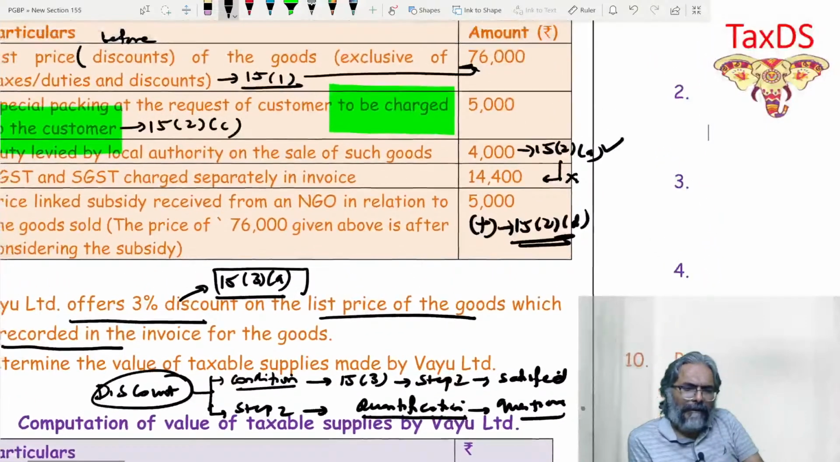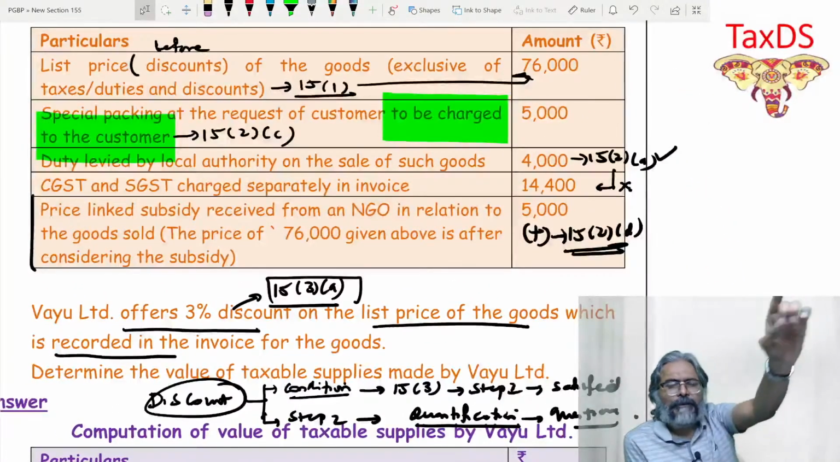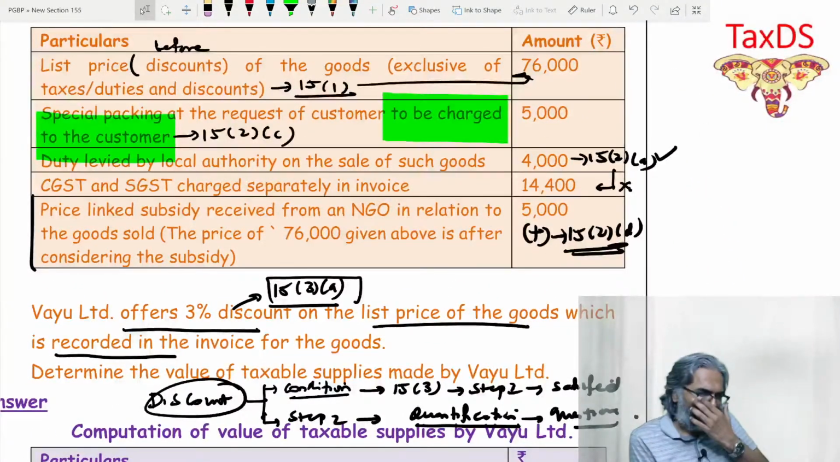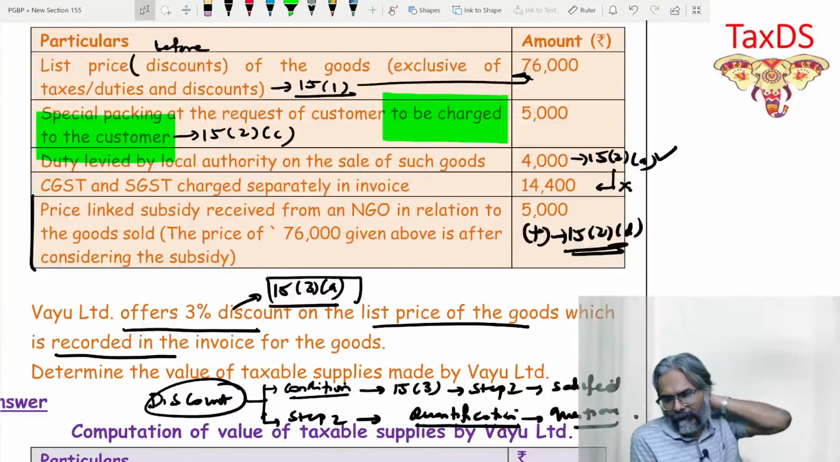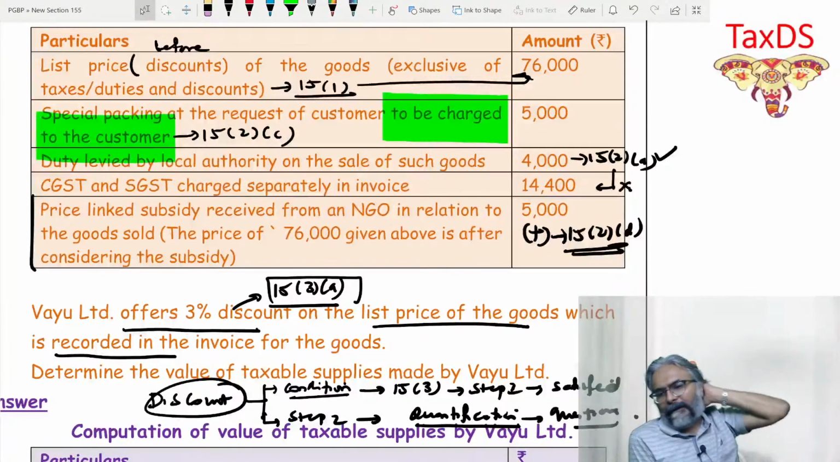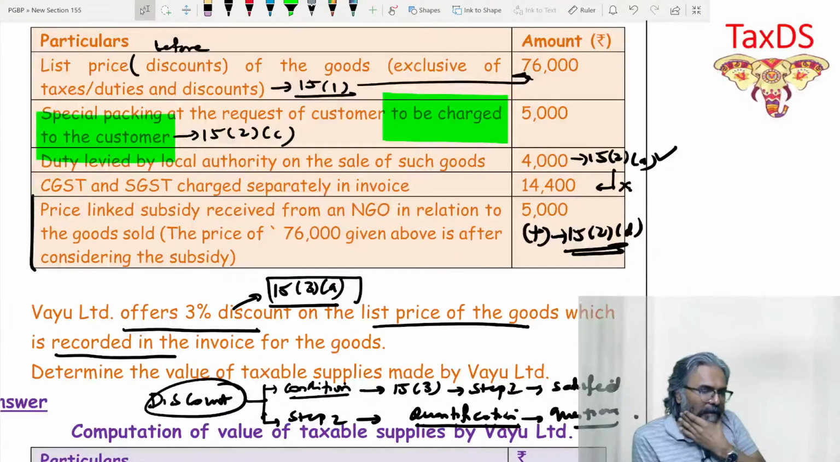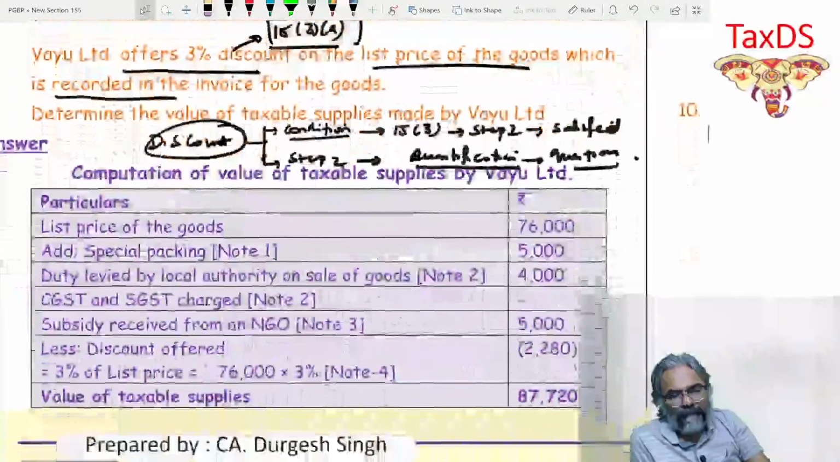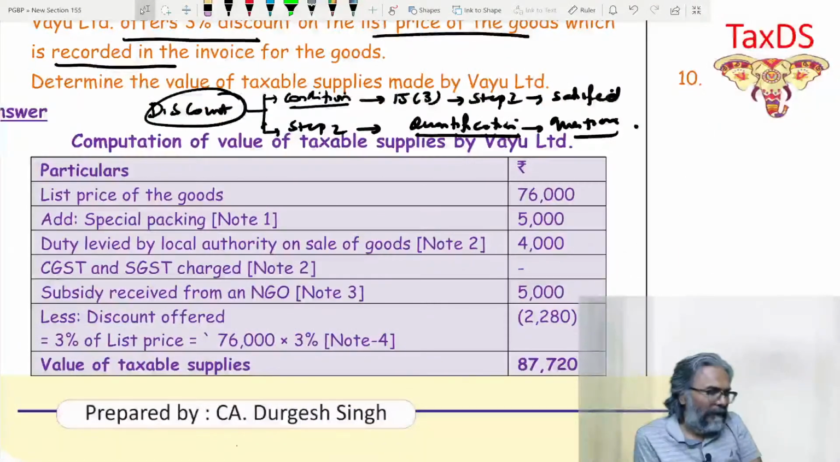Indeed, on the list price, which is 76,000. On the list price, students, which is 76,000. Is that point clear to all of you? Everyone? That exactly is the point, students. So this particular 3% is on that 76,000 rupees. That is your discount part, and this is how we wrap it up in this case.